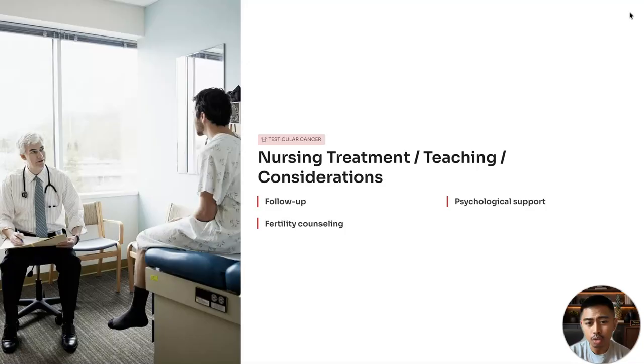As for the nursing considerations, we just make sure that they follow up with their oncologist or PCP and provide resources if they need psychological or social support. You also want to do counseling because this can affect fertility.